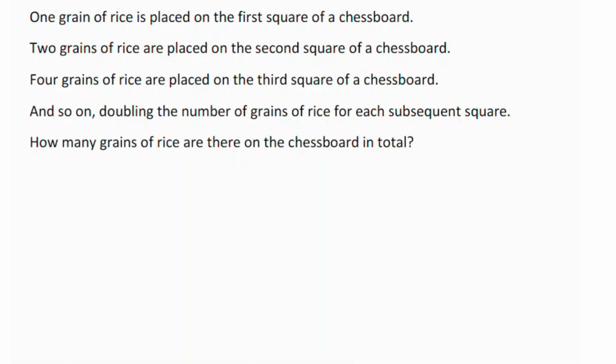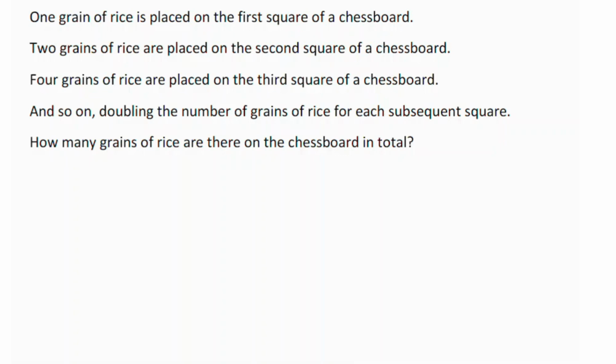So the wise man asked for 1 grain of rice for the first square of the chessboard, 2 grains of rice for the second square of the chessboard, 4 grains of rice for the third square, and so on, doubling the number of grains of rice for each subsequent square until the whole chessboard was filled.